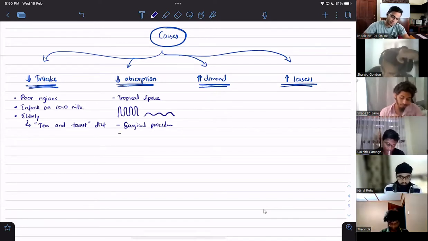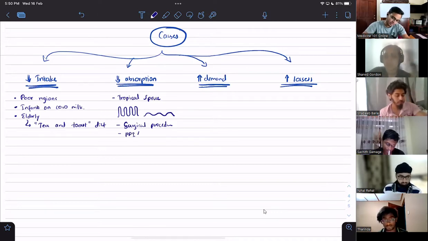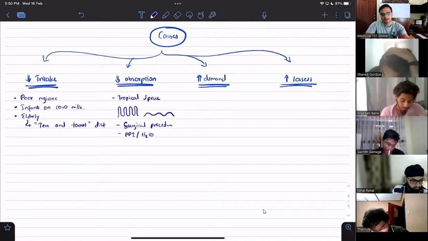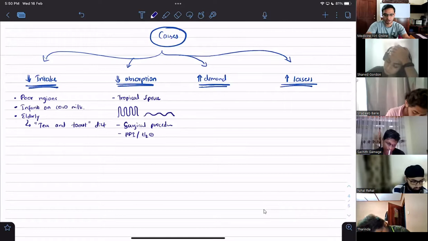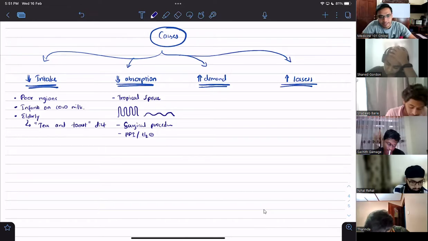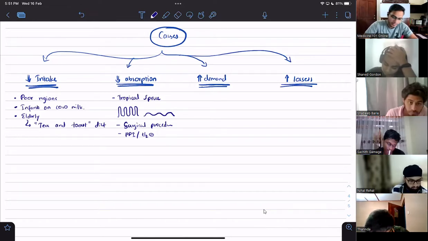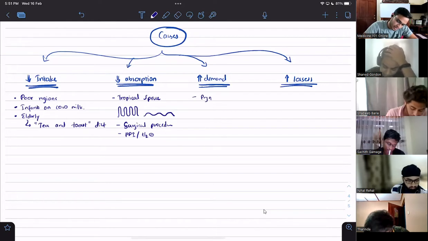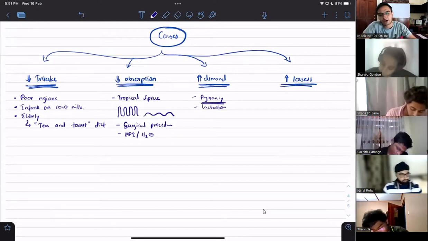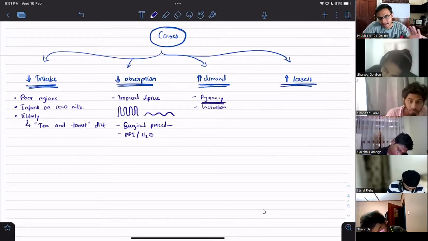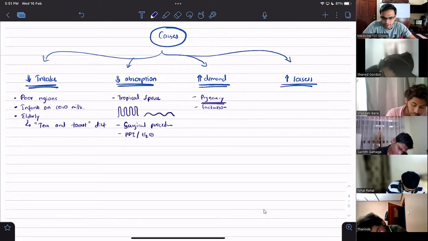And apart from that, guys, any drugs: proton pump inhibitors, histamine receptor blockers, antacids, any hydroxide solutions, all of these things can cause that. Then increased demand. Here, especially we are talking about pregnancy and lactation. Pregnancy is the main one. During pregnancy, if iron supplements are not taken, it is highly likely that they will go into iron deficiency.